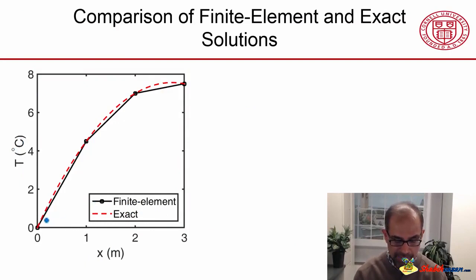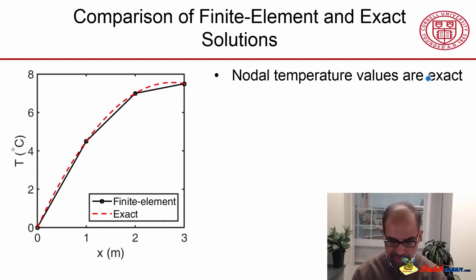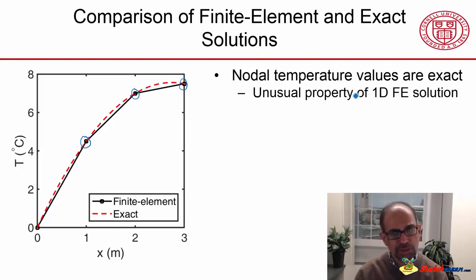The black line is the finite element solution, and the symbols indicate the nodal values. And the dashed red line is the exact solution. And we see that the nodal temperature values are exact. So if I look at this nodal temperature value, this nodal temperature value, and this nodal temperature value, they match exactly with the exact solution. That turns out to be an unusual property of the 1D finite element solution, and you won't get this to be the case for 2D problems and more complicated problems.